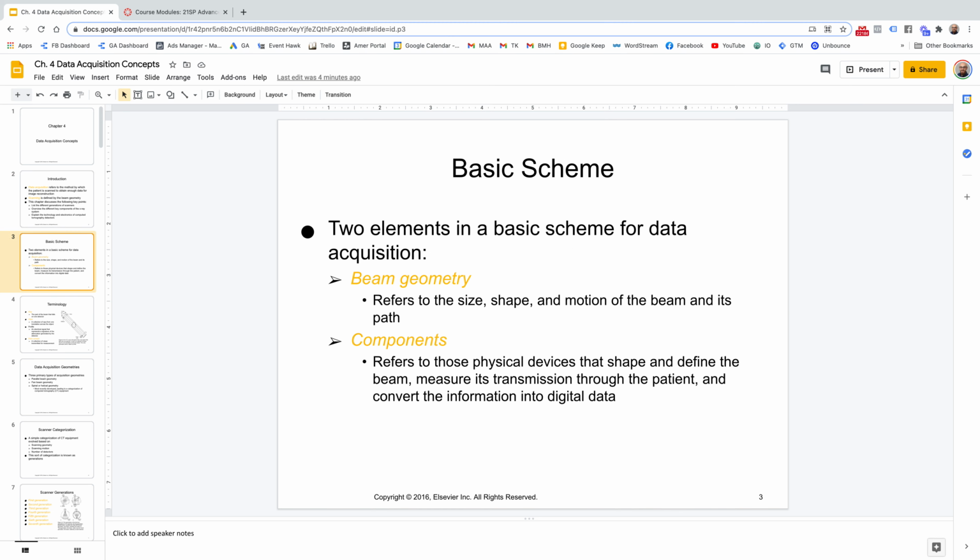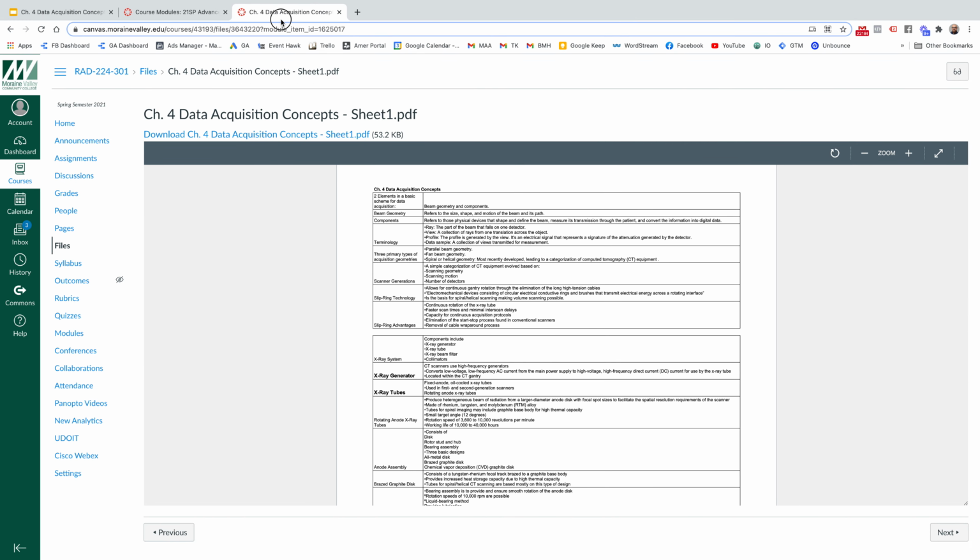So the basic scheme, and this is kind of how the study sheets look. This is more important than the PowerPoint. There are 2 elements in a basic scheme for data acquisition: beam geometry and components. Beam geometry is the size, shape, and motion of the beam and its path. Components refers to those physical devices that shape and define the beam, measure its transmission through the patient, and convert the information into digital data. This is what you want to focus on.